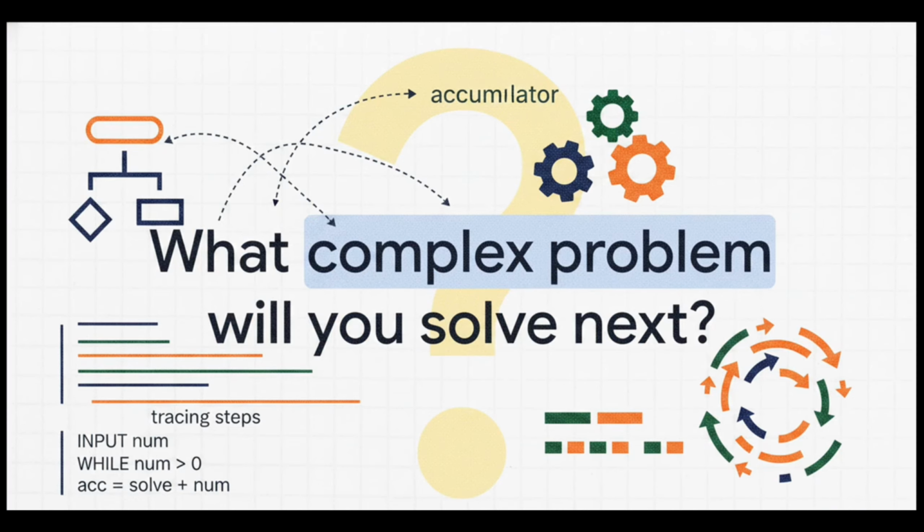Understanding all of this, flowcharts and pseudocode, means you've officially unlocked the core language of problem solving. You aren't just a user of technology anymore. You are an architect of logic. You know how to take inputs, process them with accumulators and optimize loops, and manually trace your steps to ensure perfection. So now that you know how to draw the blueprints, what complex problem are you going to build a solution for next? Thanks for joining me on this explainer, and keep building.